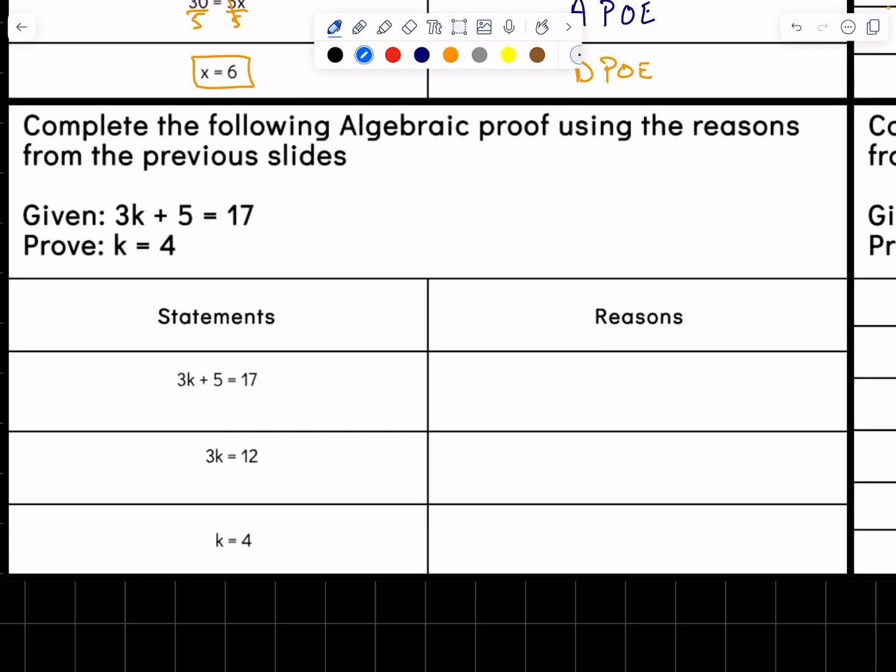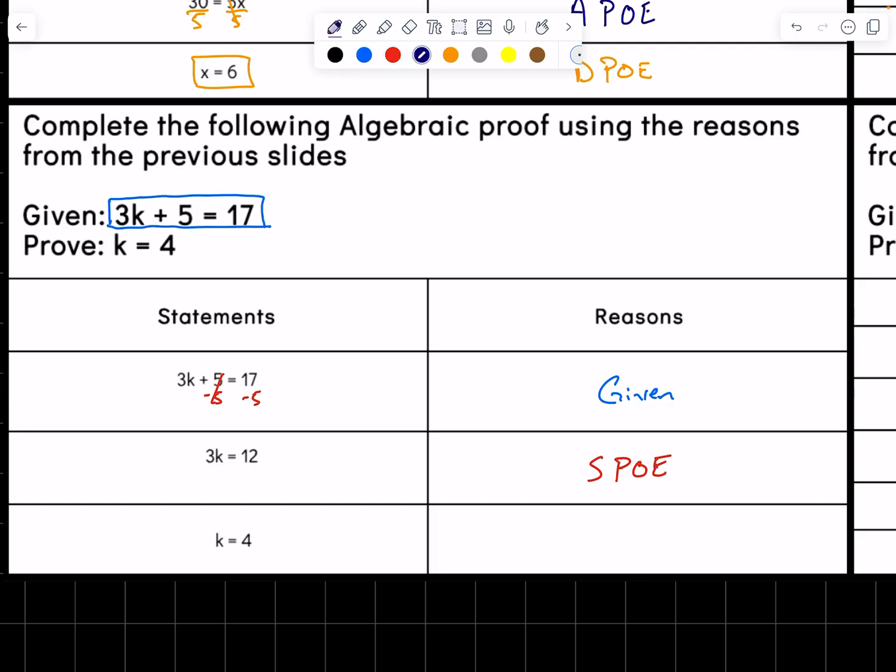So again, we have our given statement. Always going to start off with a given statement. So you can pretty much assume that's our first reason every single time. Going forward, to get 3k by itself, we have to subtract 5, which is our subtraction piece again. And then we have to do it to both sides because if we do it to one side, we have to do it to the other. That's our postulate of equality piece.